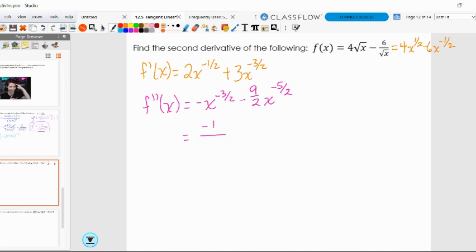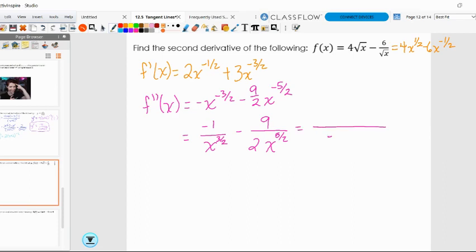So this is going to be negative 1 over x to the 3/2 for that first term, minus 9/2 x, because the exponent was negative, it's down in the denominator, to the 5/2. Okay, when I'm looking at that, I'm like, we could clean that up. So let's try cleaning that up. Let's try writing it with a common denominator.